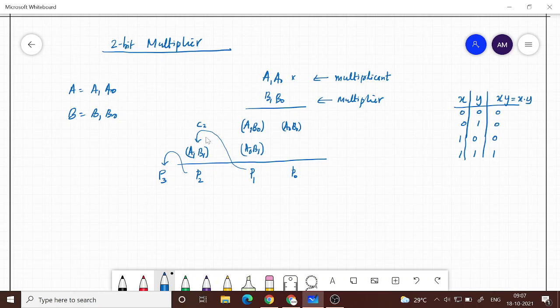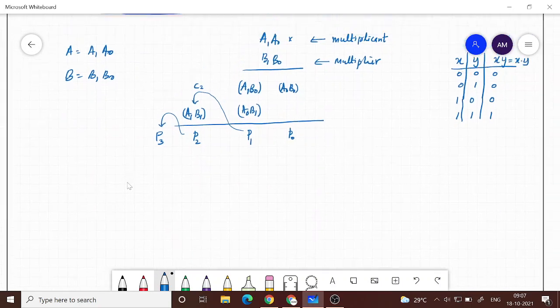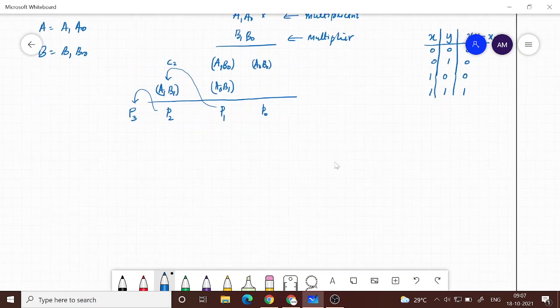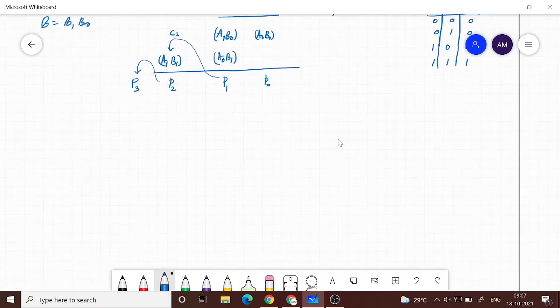So how can we implement this? For each addition we can use full adders. If you want to add with carry, you can use a full adder. If you want to simply add 2 bits, then you can use a half adder also. So let us try to implement this. You have an AND gate which is producing these partial products.